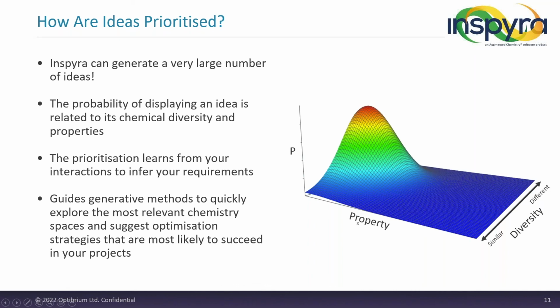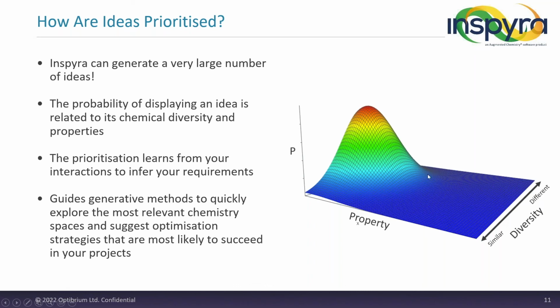The first is a property of the compound. You can imagine there might be a preferred range of property values. In this particular illustration, you can see at the left-hand end of this property scale is where the preferred compounds lie. But it also depends on the chemical diversity. So you might imagine there's a sweet spot here in the middle where it's proposing compounds that are different enough to be interesting, but not too different to be irrelevant.